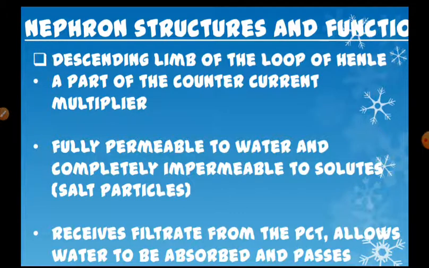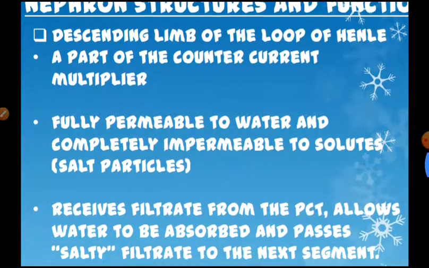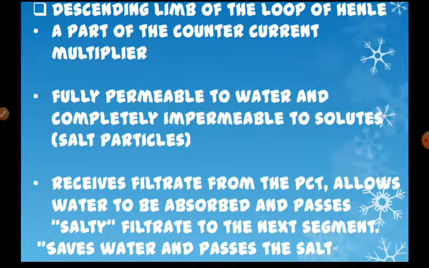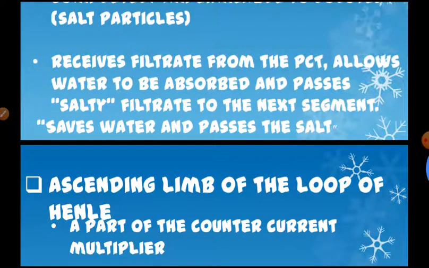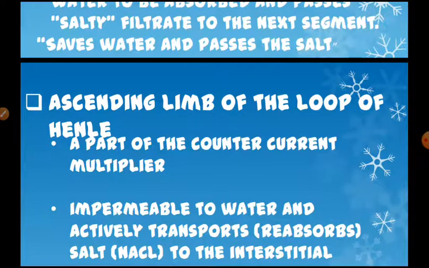The Henle's loop also has three parts. The descending limb of the loop of Henle is a part of the counter current multiplier, and the second one is the thin walled ascending limb. When we see the descending limb, what are its main features? It is a part of the counter current multiplier and fully permeable to water and completely impermeable to solutes. So it receives filtrate from the PCT, allows water to be absorbed and passes salty filtrate to the next segment. Then the next part is the ascending limb.